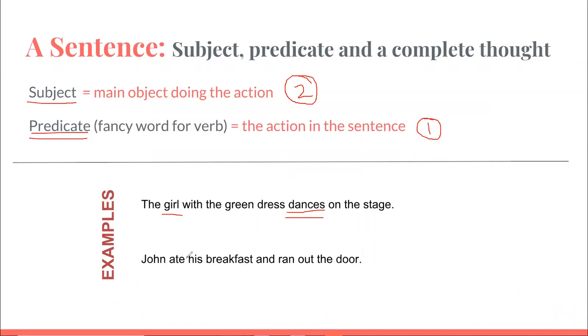If we go down here to the second one, there are actually two verbs that are the main actions in the sentence. John ate his breakfast and ran out the door. So two things are happening. There's some eating going on and some running going on. So ate and ran. Who did both of those actions is John. So that is our subject.